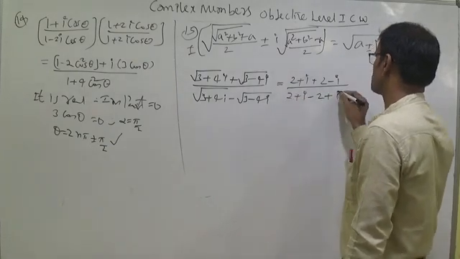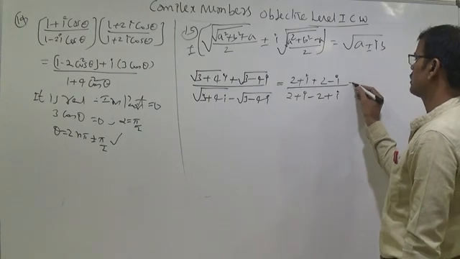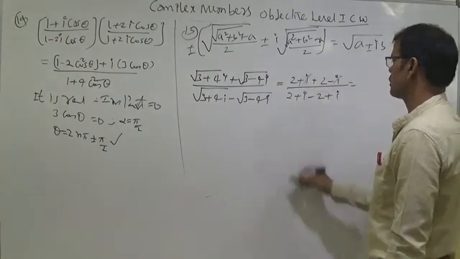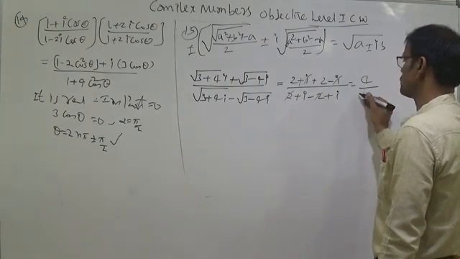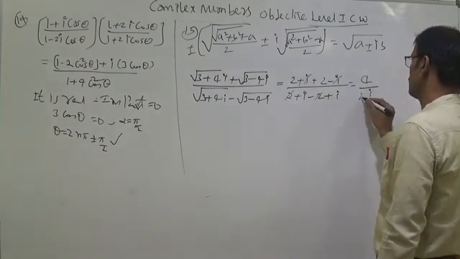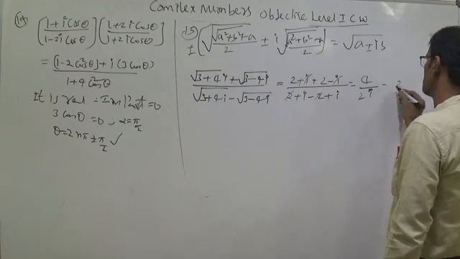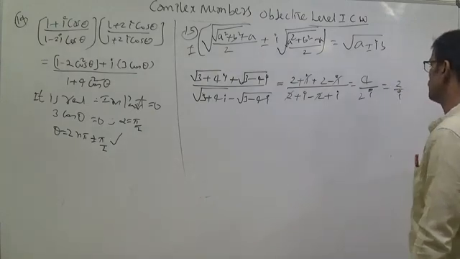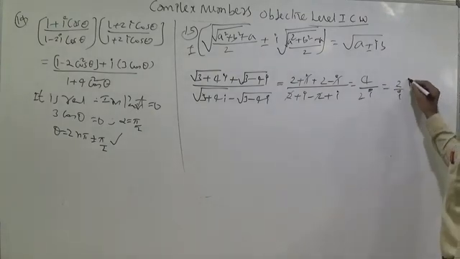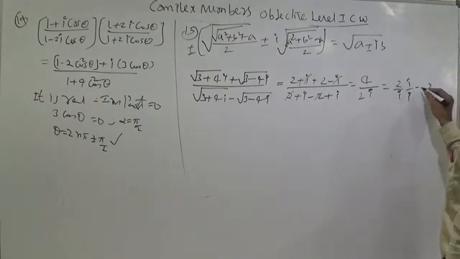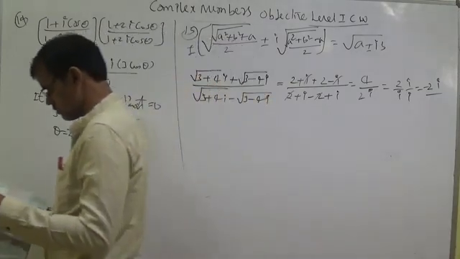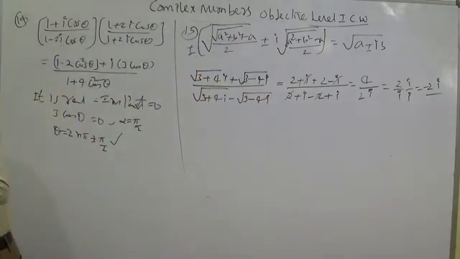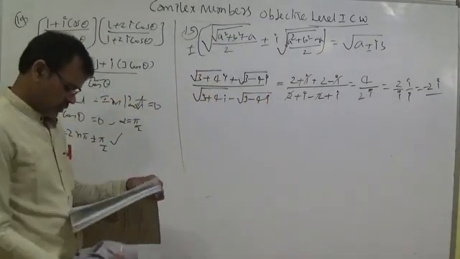So here the numerator is (2 plus i) plus (2 minus i), and the denominator is (2 plus i) minus (2 minus i). I and I get cancelled in the denominator, 2 and 2 get cancelled in the numerator. You can understand this is 4 by 2i. So 4 by 2i becomes 2 by i. Multiply and divide with i. So you can understand this is minus 2i, because the denominator i square is nothing but minus 1. Answer is minus 2i, third option.